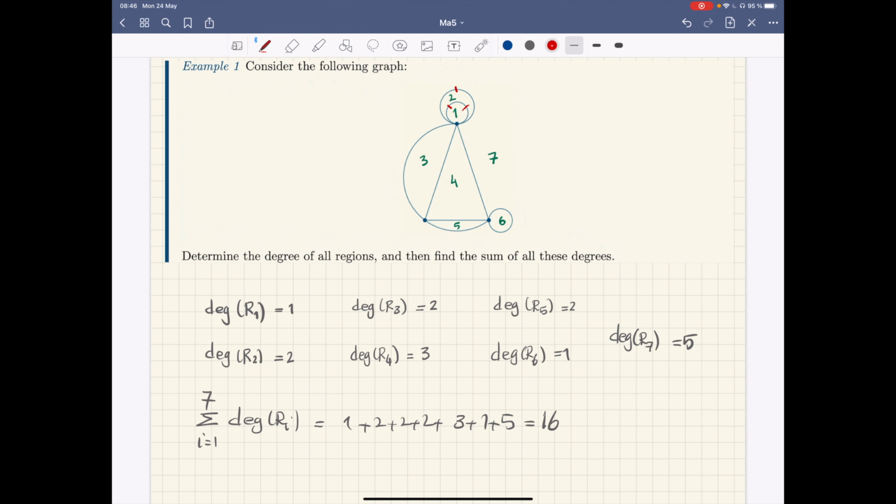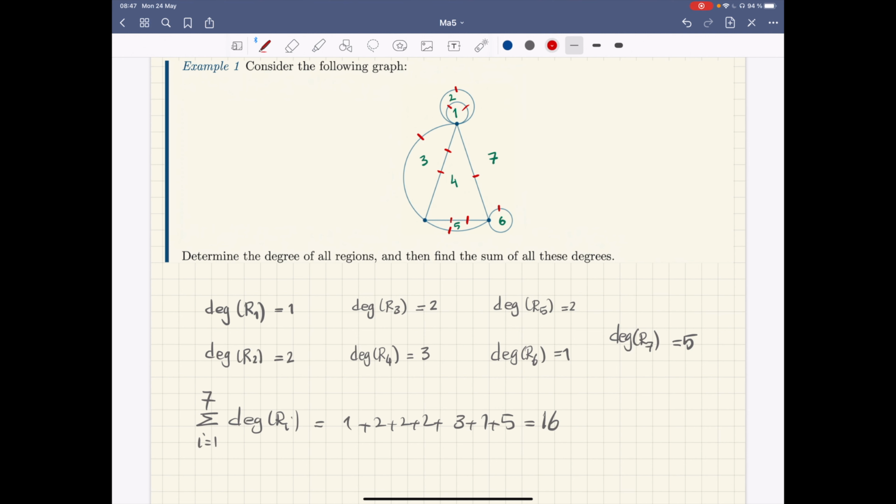When I go to R3, what happens? I am counting this edge and this edge for the boundary of R3. Yes? When I go to R4, I am counting this once and this once for R4. But when I go to R5, again I count this once more. Yes? But I also count this once. Yes? When I go to R6, I am counting this once. Agree? But now let us go to R7.